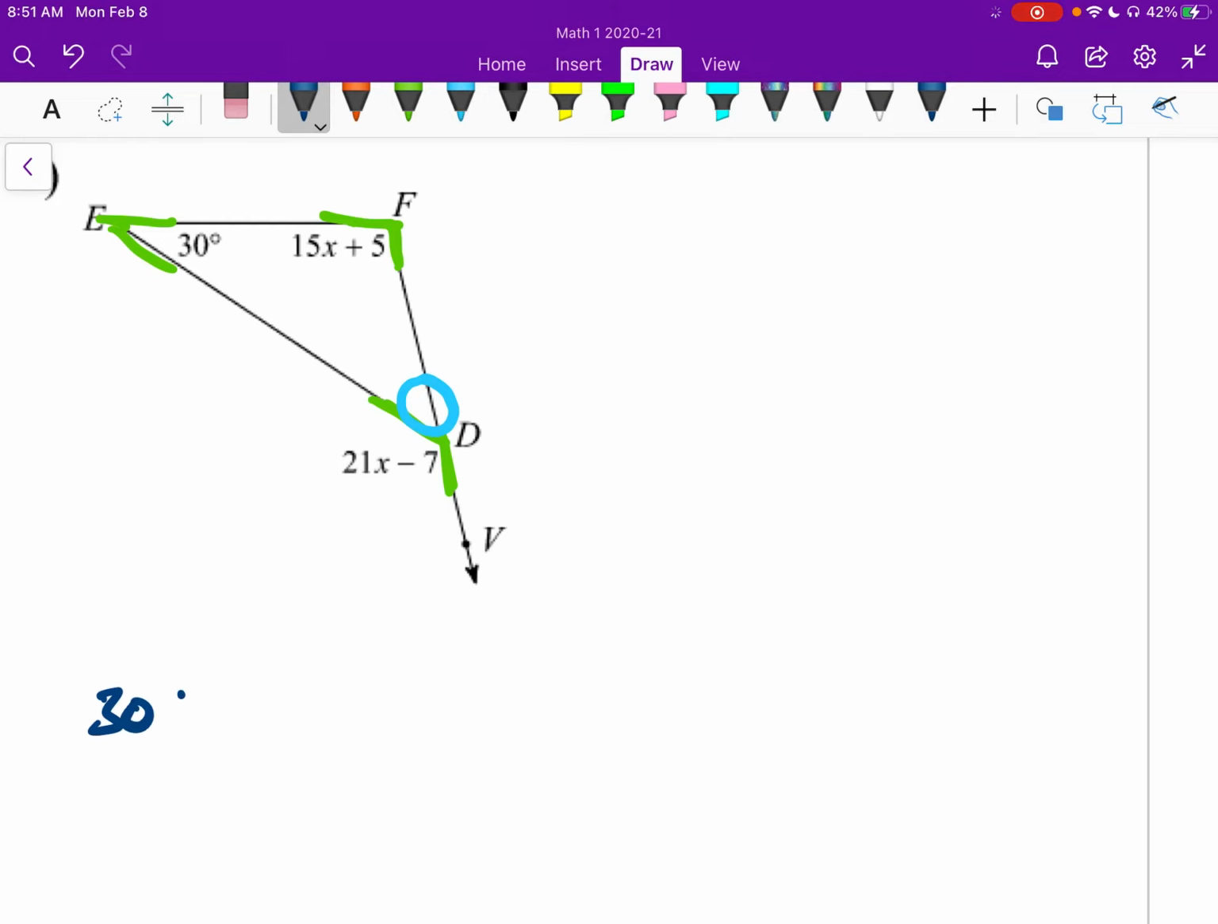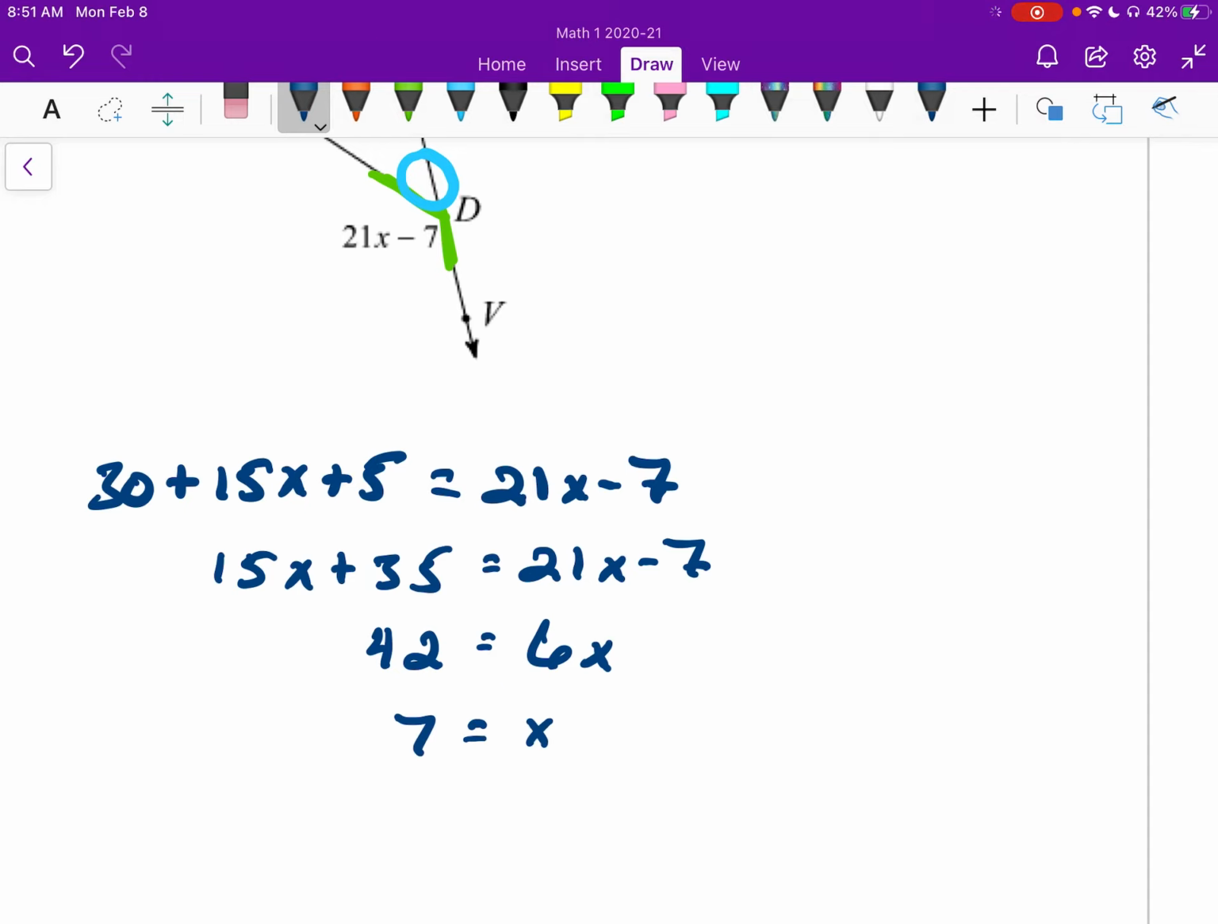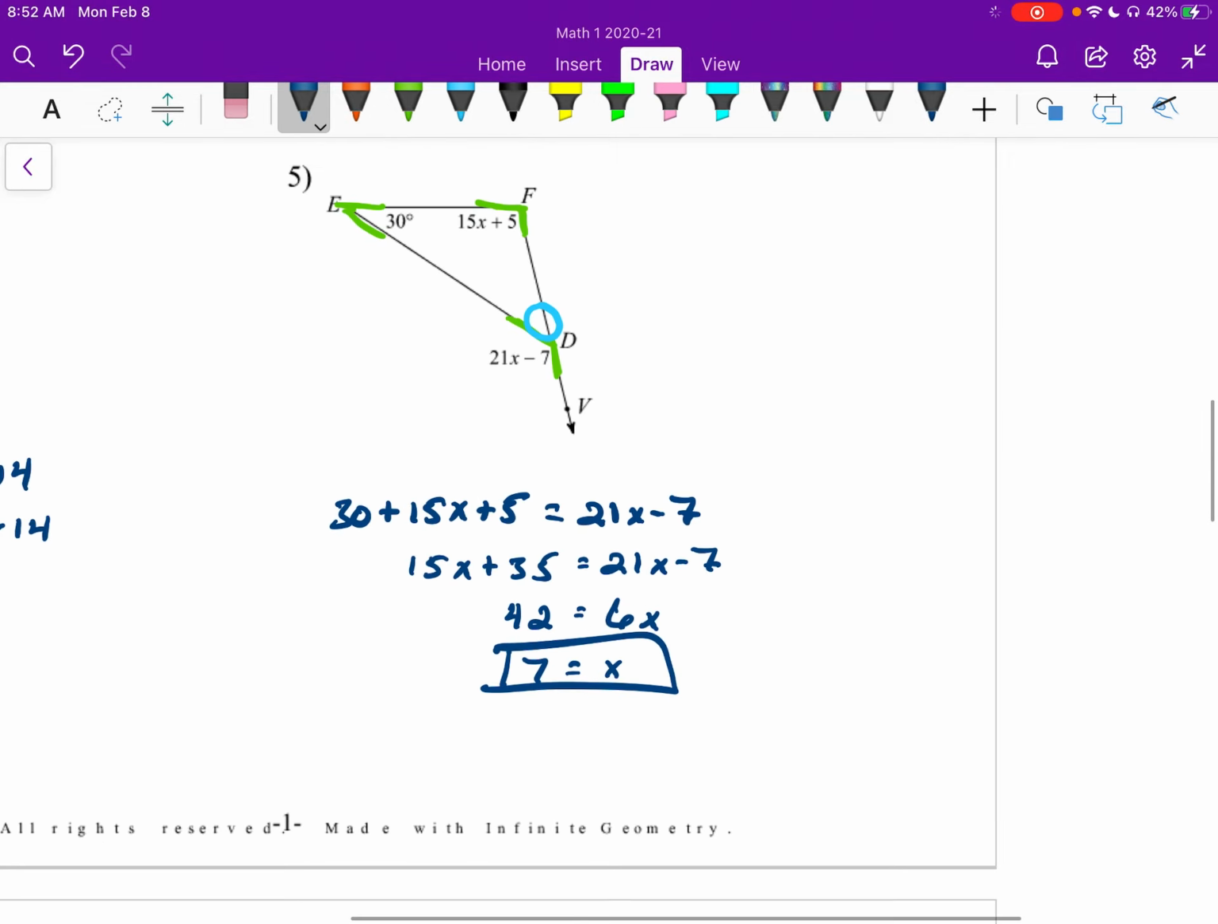We'll have 30 plus 15x plus 5 is 21x minus 7. Combining like terms on the left, I'll get, well, 15x plus 35 is 21x minus 7. Whenever I solve again, I'll subtract my 15x, I'll add my 7, so I'll have 42 equals, that can be 16, 21 minus 15. Oh, good grief, that's just going to be plain old 6. Dividing by 6, and I get 7. So that's number 5.